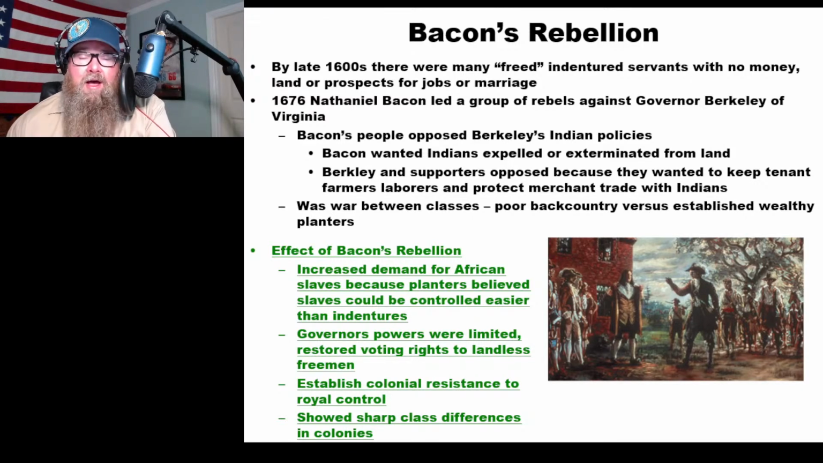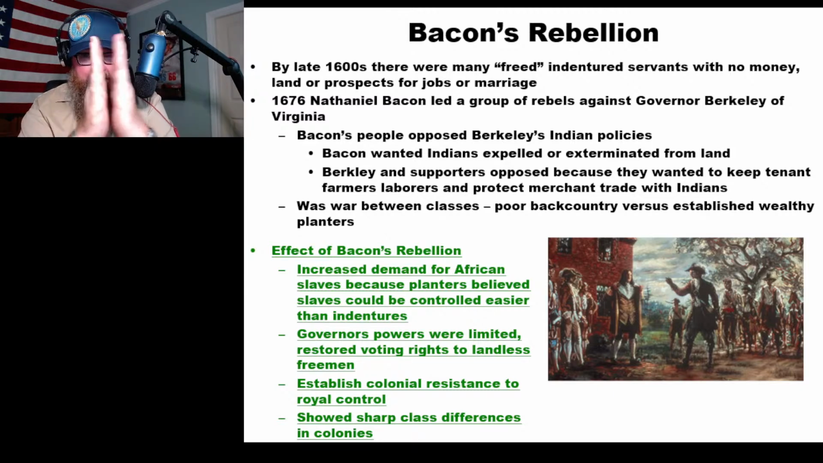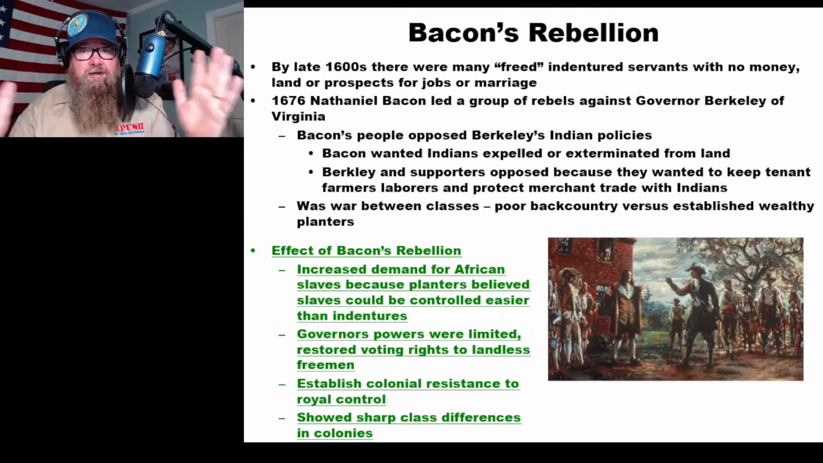Now, again, with College Board, what's the most important thing here? Why did this happen? And what was the effect of it, right? And the biggest one is this first one. Increased demand for African slaves. So this is what changes. This is the marking point for indentured servants. Nah, let's go with slaves, right? That's what they do. This is what happens.